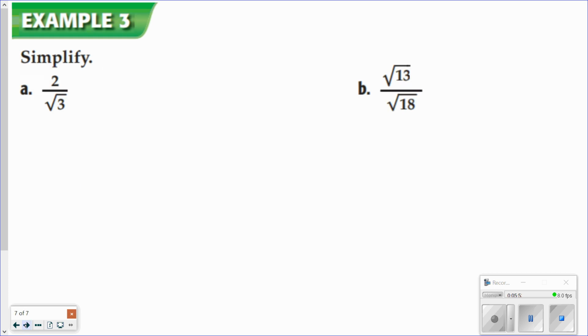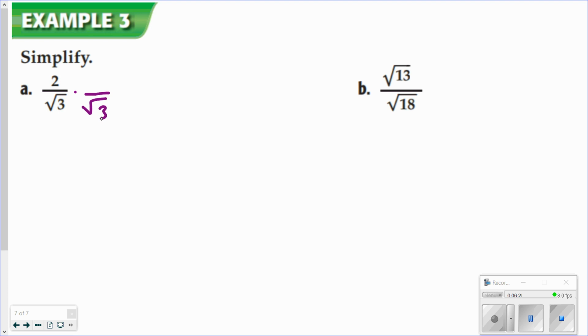The last problem here, we have radicals in the denominator, and you are not allowed to have that. So I need to figure out how I can get rid of the radical in the denominator. Anytime you multiply by a form of 1, you don't change your problem. So if I want to get rid of the square root of 3 in the denominator, I'm going to want to multiply by the square root of 3 to cancel that radical out.